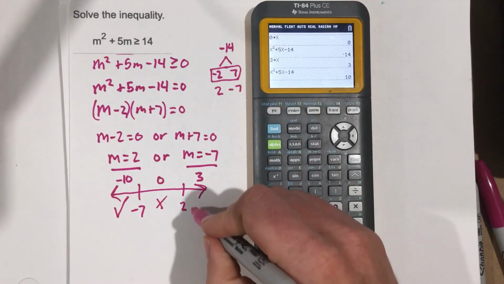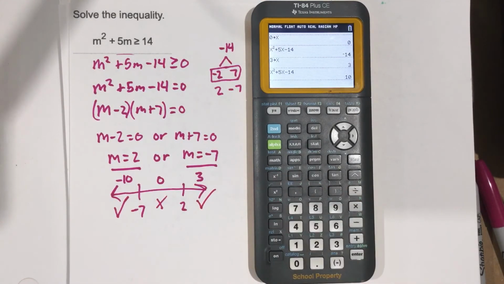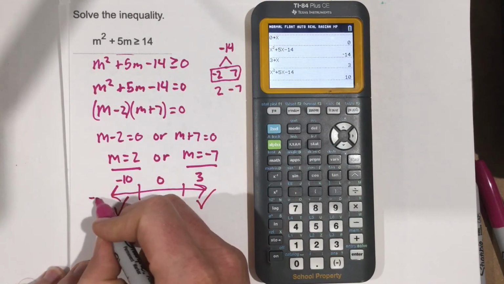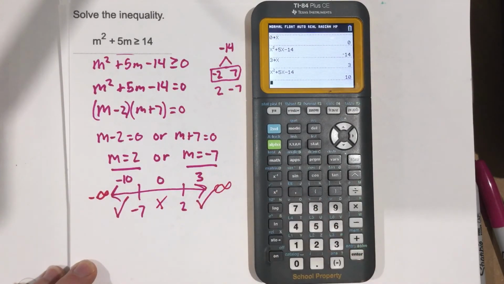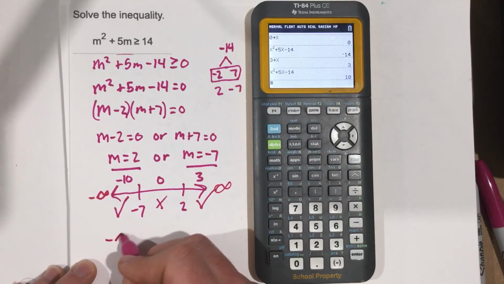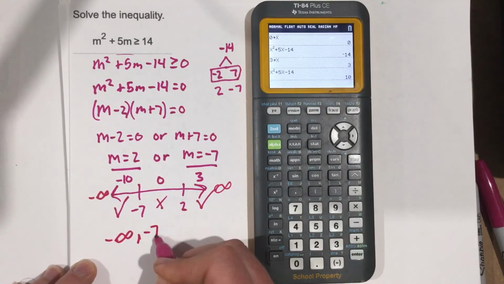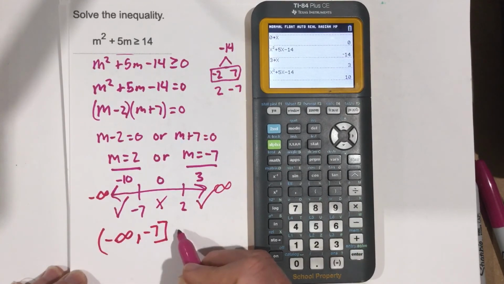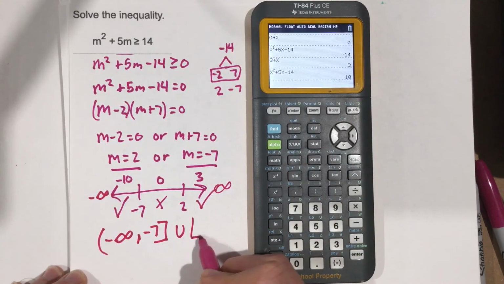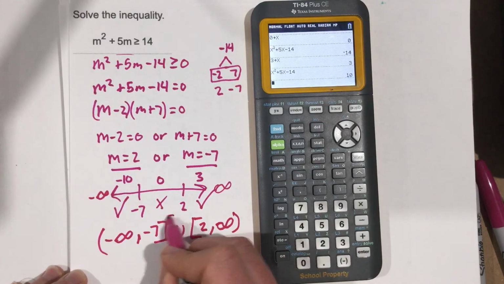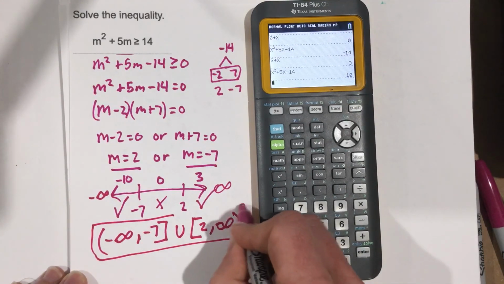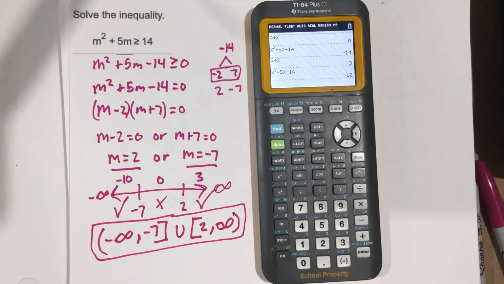Yep. So my solutions for this problem lie from negative infinity out here to negative 7, and from 2 to infinity. Now because of the equal sign, I'm going to use brackets on the negative 7. So I have negative infinity, comma, negative 7, union 2 to infinity. And these are the solutions for this quadratic inequality.